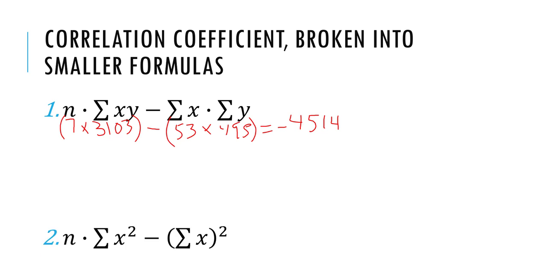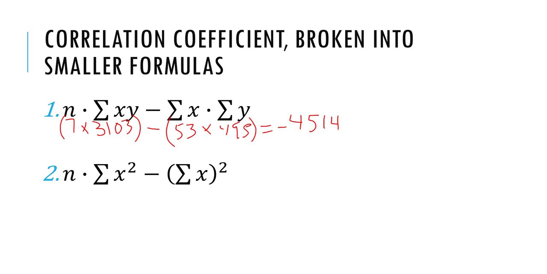Let's look at the next part. For the second part, we still have n equal to 7. We're going to multiply it by the sum of the x squared, which was 589, and subtract the sum of x, which is 53, raised to the second power. When we do this, we're going to get an answer of 1,314.